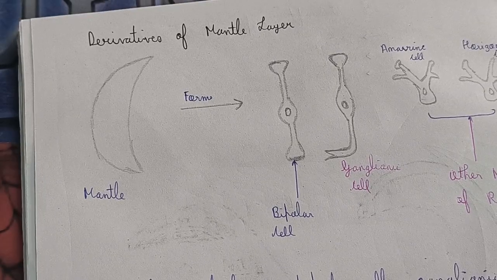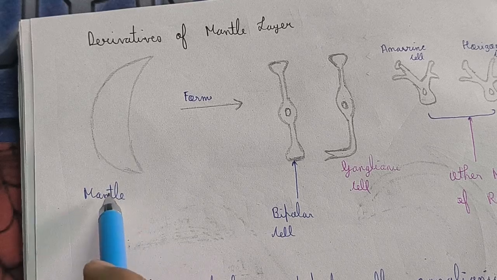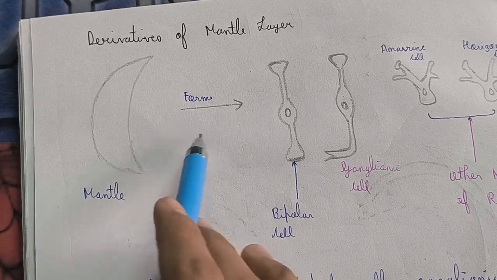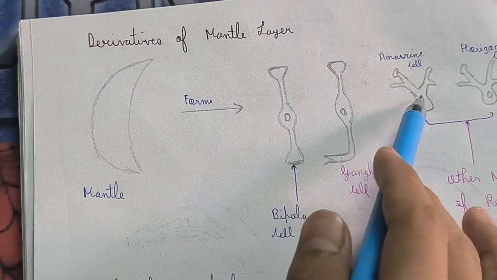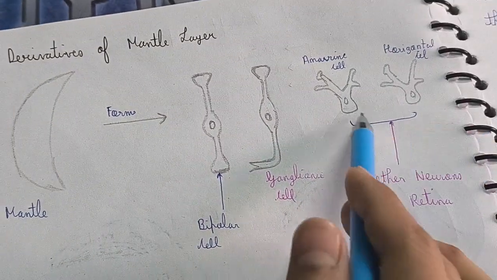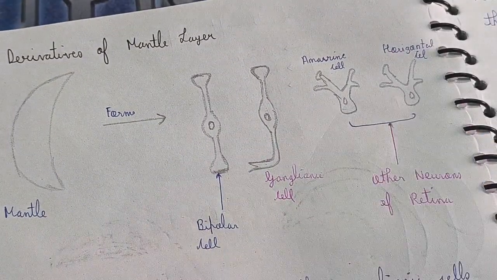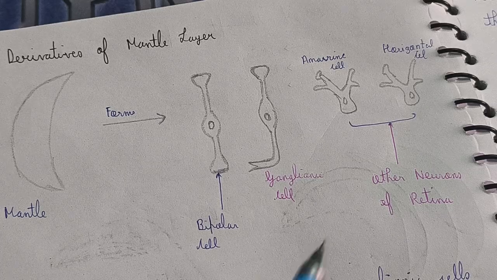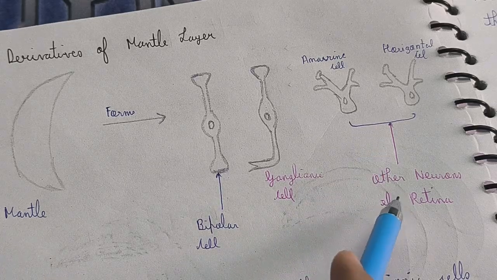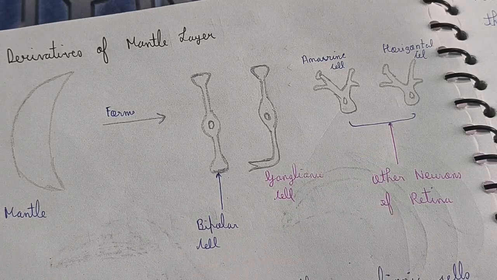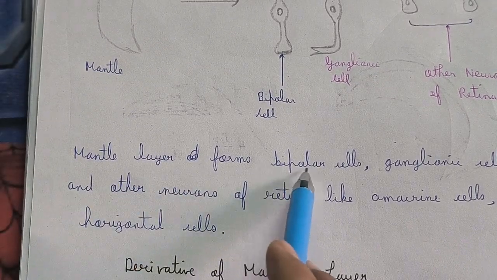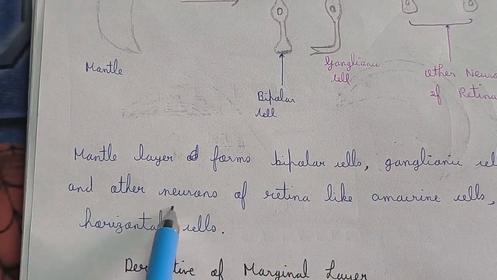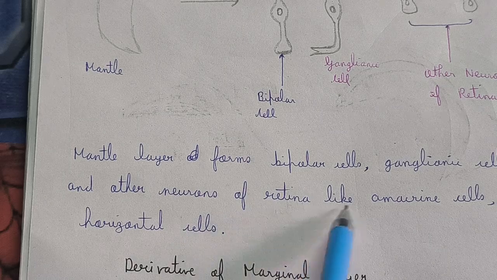Again, the derivatives of the mantle layer: as you can see, the mantle forms bipolar cells, ganglionic cells, amacrine cells and horizontal cells. And amacrine cells and horizontal cells act as supportive neurons of the retina. So I have written that the mantle layer forms bipolar cells, ganglionic cells and other neurons of the retina like amacrine cells and horizontal cells.